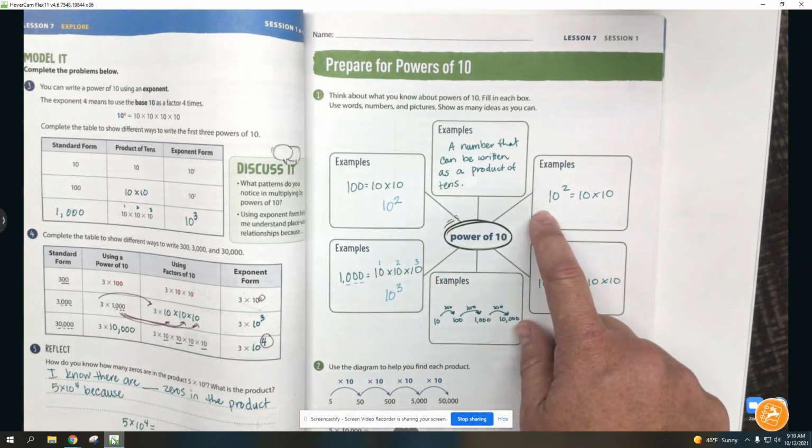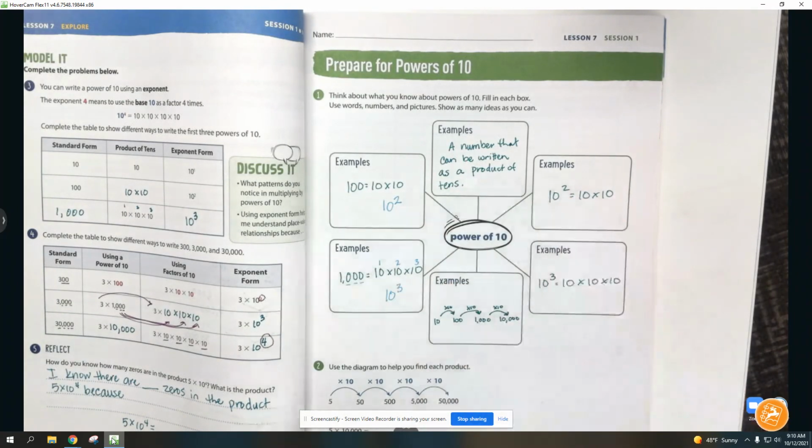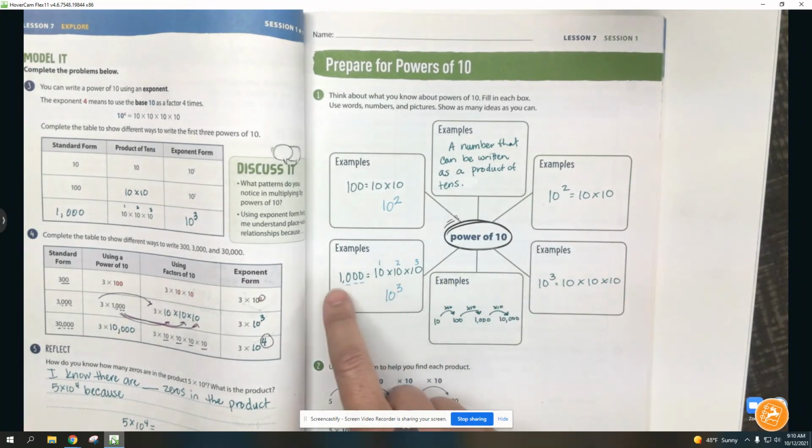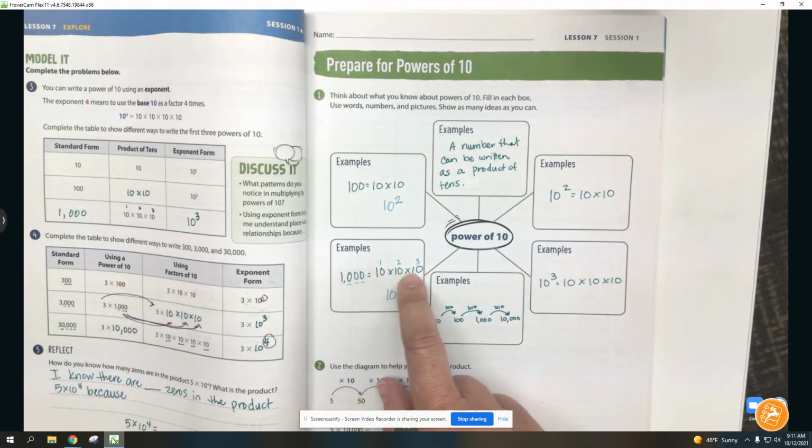Some other examples would be 10 to the second power equals 10 times 10. 10 to the third power is 10 times 10 times 10. 1,000 equals 10 times 10 times 10, or 10 to the third power.